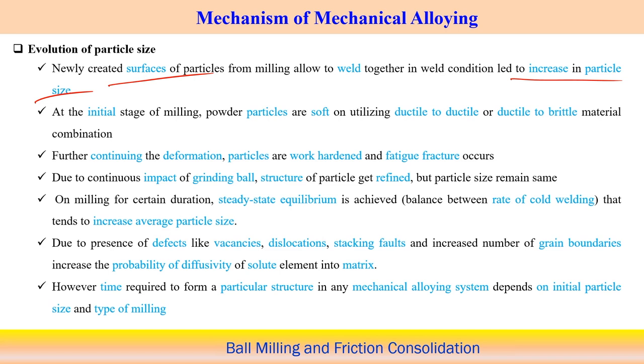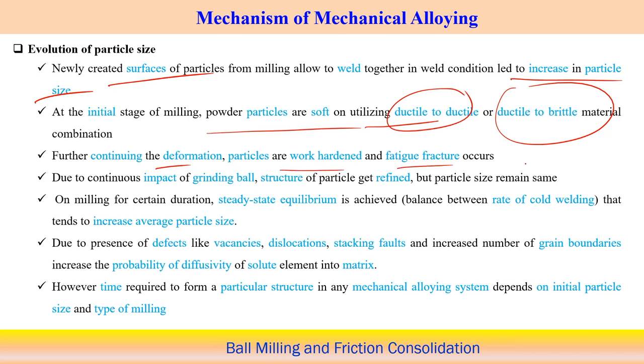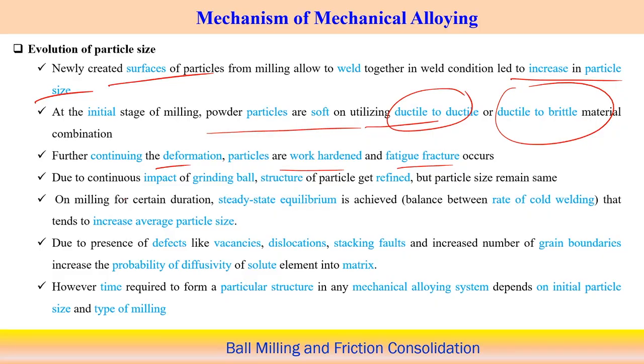Therefore, at the initial stage of the milling process, powder particles remain soft, utilizing a ductile-to-ductile or ductile-to-brittle material combination. But on further continuing the deformation, the particles become work hardened and fatigue occurs. We plastically deform the material so that it becomes work hardened, and up to a certain point fracture usually happens in these cases. Since there is a continuous impact of the grinding balls, the structural particles get refined every time. When it reaches work hardening and then fracture, finer particles are created, and that also happens because of the continuous impact of the grinding medium.